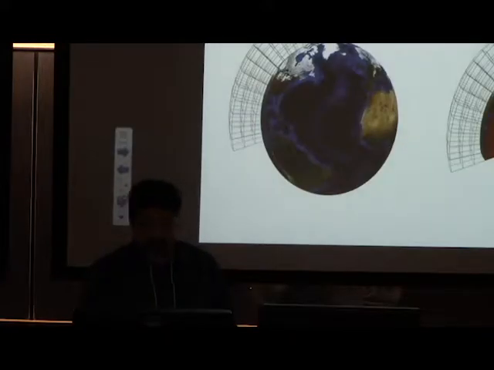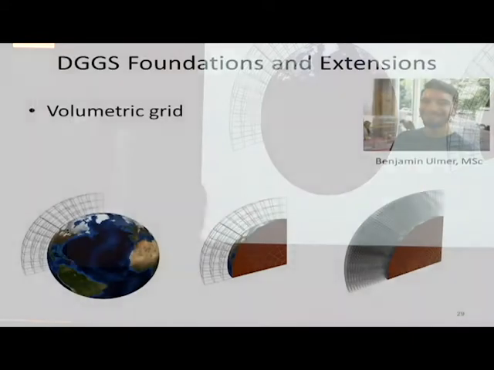In the same spirit of DGGS foundation and extension, all of the examples which I have provided so far are about grid systems for the surface of the Earth. Now, a good question is, what happens for the volumetric solid Earth? This is a research project which my new master's student, Benjamin Olmer, is working on. He's sitting there. Here you see some of the recent results of his work.